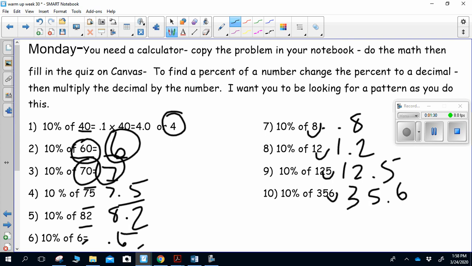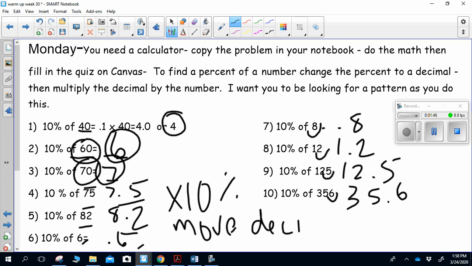So when you're multiplying by 10%, finding 10% of a number, all you have to do is move your decimal point one place to the left. So please write that in your notebook. Times 10% means you move your decimal one place to the left to get your answer.